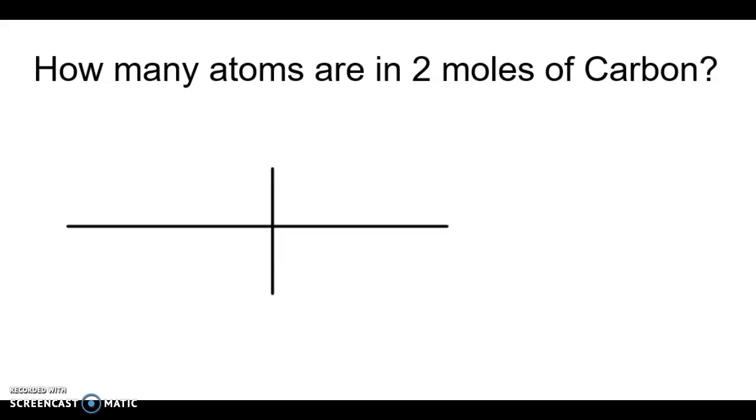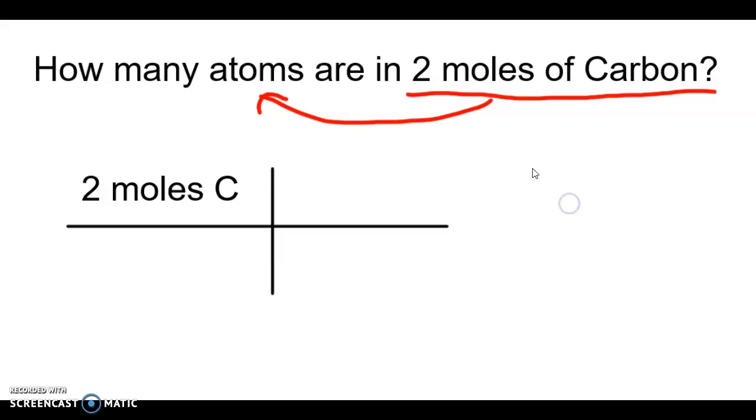So the first step in any of these problems is we have to figure out what we are given. In this problem right here, it says how many atoms are in 2 moles of carbon. 2 moles of carbon is our given value. That's the number it's giving us, and we have to convert from moles of carbon into atoms. So we're just converting units here.